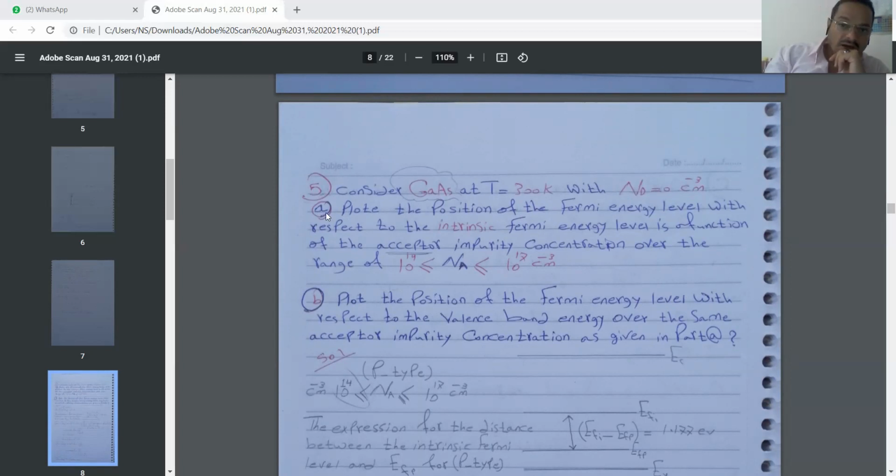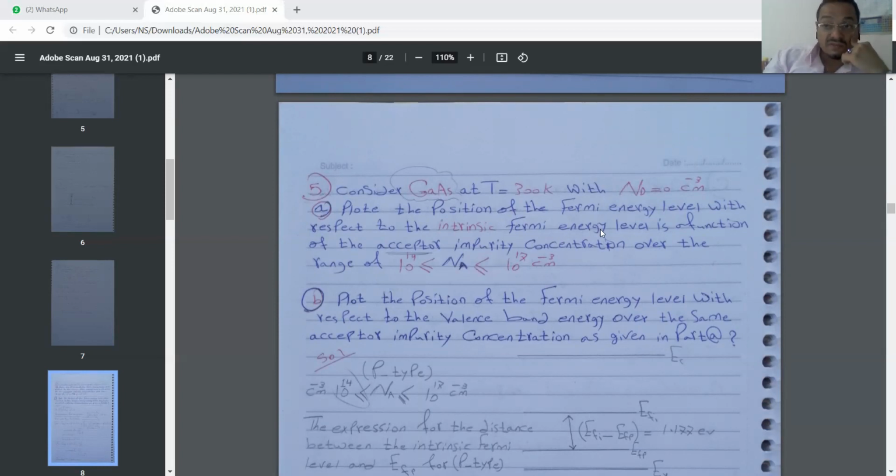Here, at branch A, plot, that means draw, the same meaning, the position of the Fermi energy level with respect to the intrinsic Fermi energy level, that means EF minus EFi, as a function of the acceptor impurity concentration over the range of acceptor concentration at the valence band, equal to or bigger than 10^14 and smaller than or equal to 10^17.